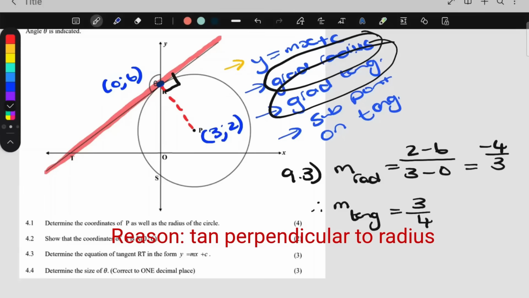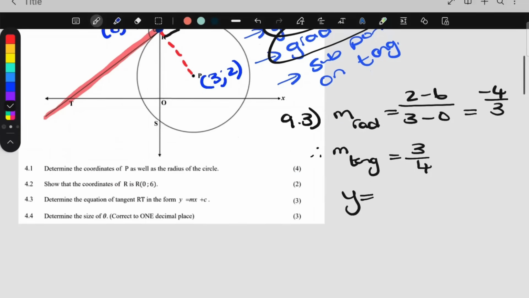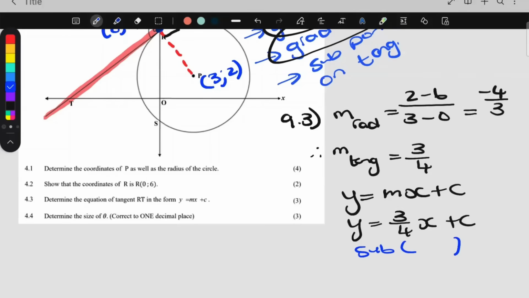Okay, so I did that. Now I'm going to substitute a point. So let's write the standard form down: y equals mx plus c. y equals 3 over 4 x plus c, because we worked out the gradient of the tangent. Now I'm going to substitute a point, but the point must be on the tangent.